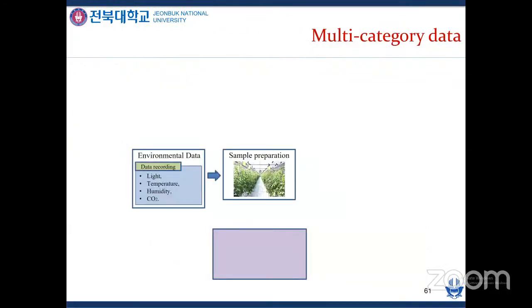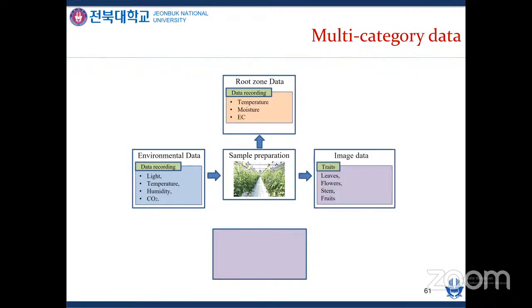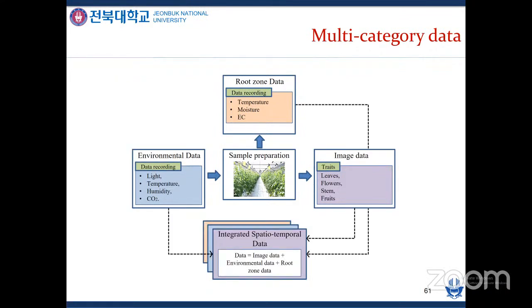So we use multi-category data, starting with our greenhouse experimental site. We got some environmental data, for example, light, temperature, humidity, and CO2. And then we also obtain data from the root zones, especially the batches, since this is a hydroponic-based system. We measure temperature, humidity, moisture, EC. And we also obtain image data. From that image data, we basically obtain the phenotypic information related to the leaves, flowers, and fruits. All of those three types of data together, we call multi-category data, an integrated spatial-temporal data that follows the entire cultivation process.